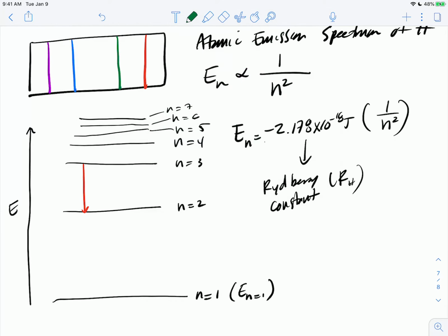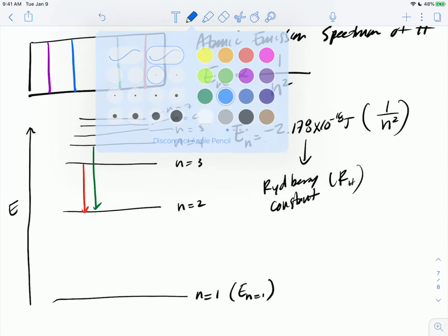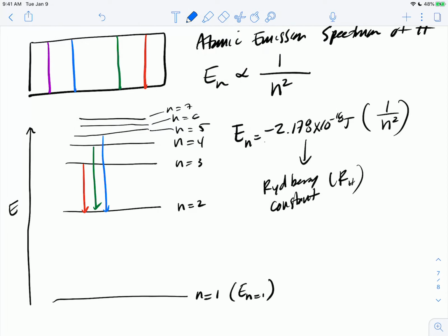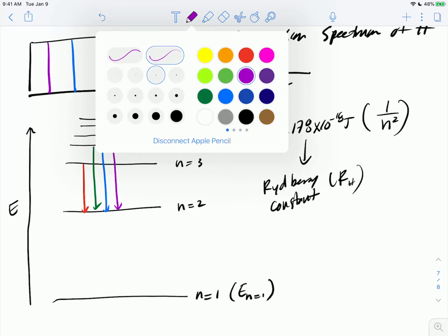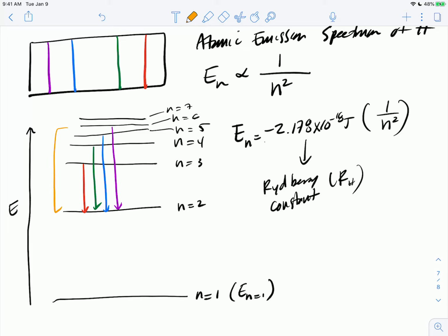If we look at the green, it's going to be from n equals 4. The blue is from n equals 5. And the violet is from n equals 6. Okay, and so the highest energy is going to be the largest transition, so n equals 6 to n equals 2. And so the 4 I've just drawn, these are called the Balmer series.